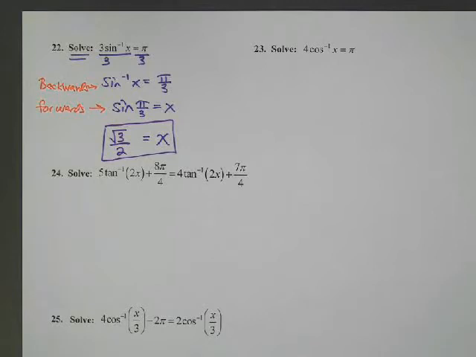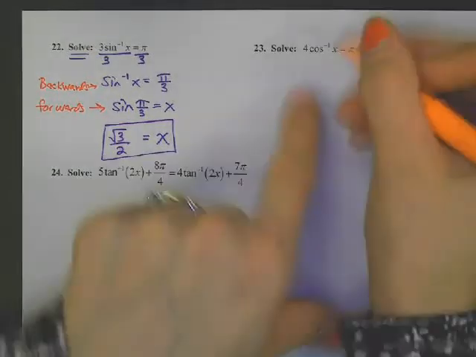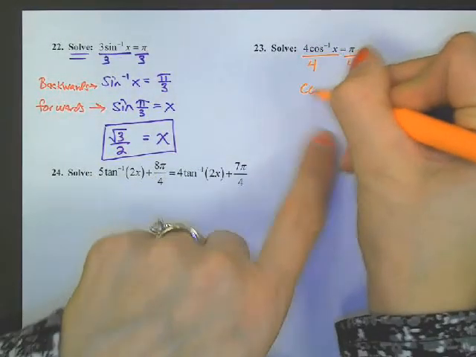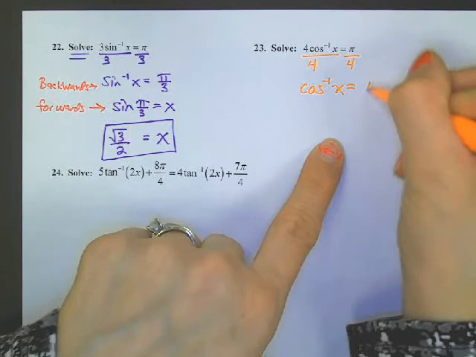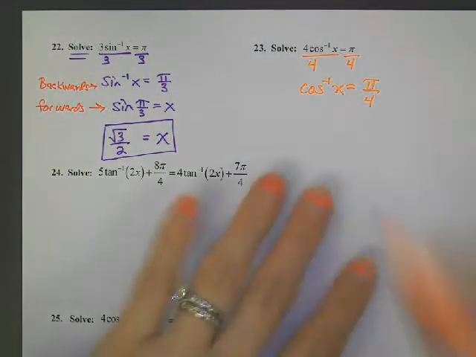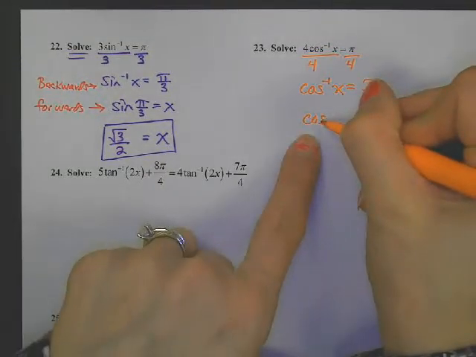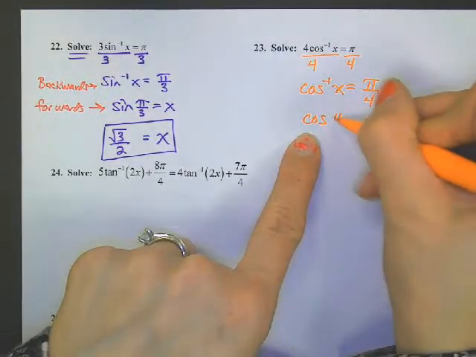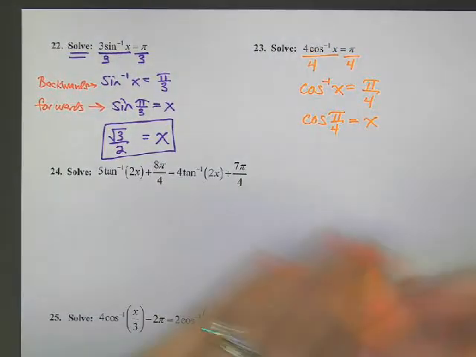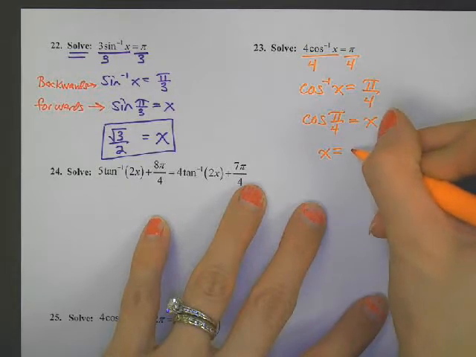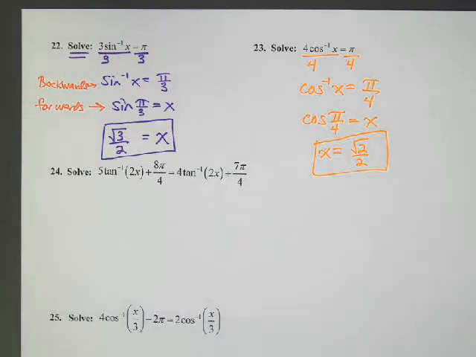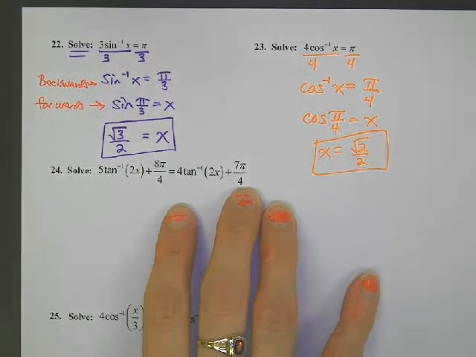Let's do another one. Let's take both sides, divide by 4. So cosine inverse of x is pi over 4. Oh, that's an inverse equation. That's backwards. Let's go ahead and write that forwards. Let's just write a cosine equation of angle pi over 4. And what is the answer? X equals radical 2 over 2. Excellent.